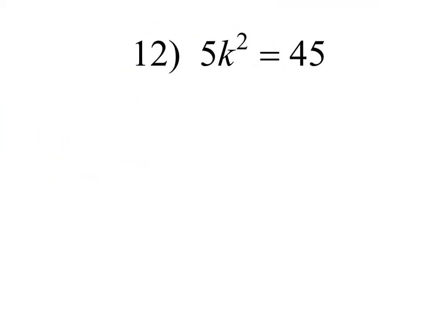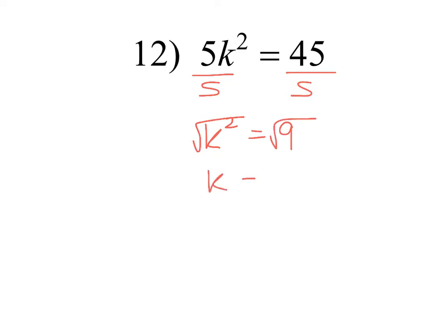Okay, let's look at 12. Brandon, what do we do first? First you divide by 5 on both sides. Then you could square it. What do we get k squared is equal to? 9. Then you square root both sides. Then you'll get k is equal to plus or minus 3. Perfect.